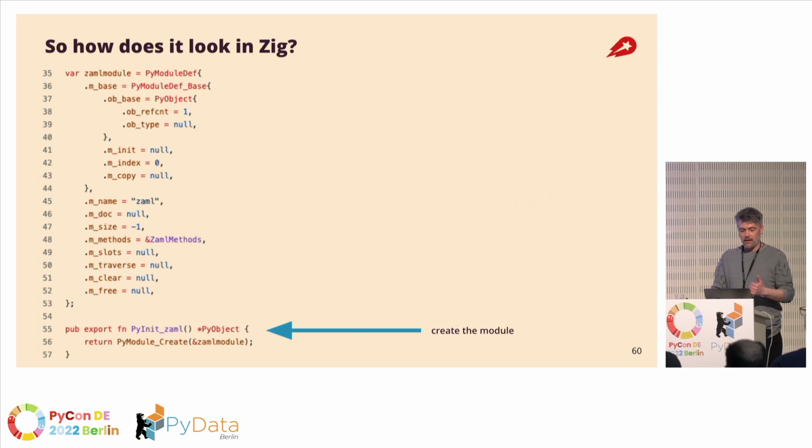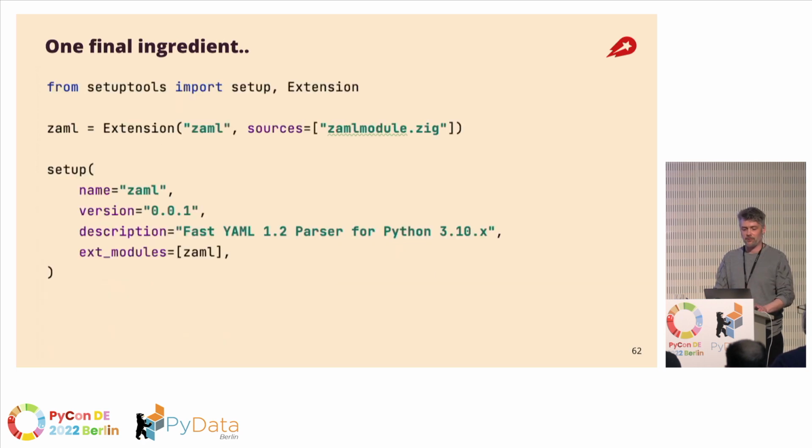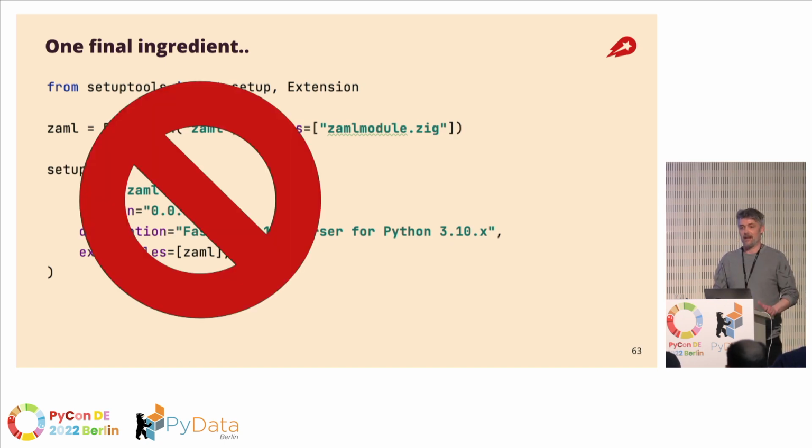And finally here, we create the module and export the function so it's visible from outside. Again, there's a slight difference from the C version because Zig also cannot translate this PyMODINIT_FUNC macro, but as it turns out, that just collapses to a PyObject pointer, so it's easy to inline the result of that macro. So one final ingredient: pass the Zig module file to our extension, get ready to install, and of course, that doesn't work.